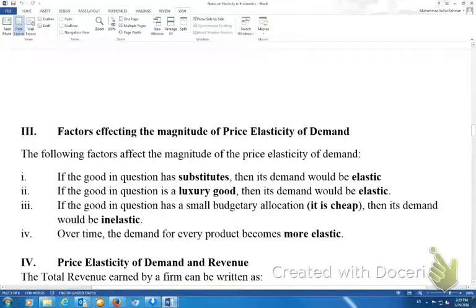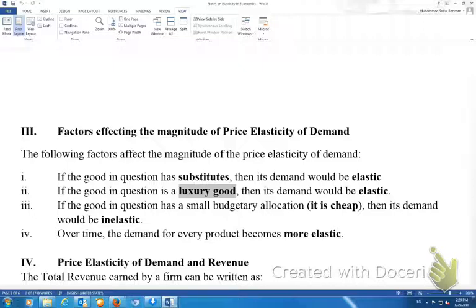And let's go back. So if we have good substitutes, then demand would be elastic. If the good is a luxury good, which means that you really do not need that good to survive, your demand for that good would be very elastic, meaning that anytime you get a huge discount on a luxury product, you would be more willing to buy that, as opposed to if the good is a necessary good.